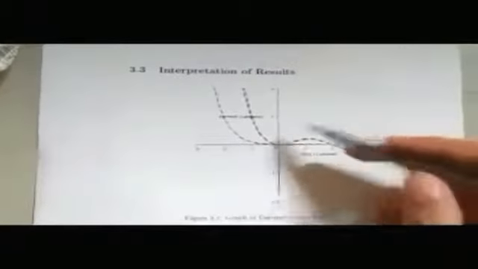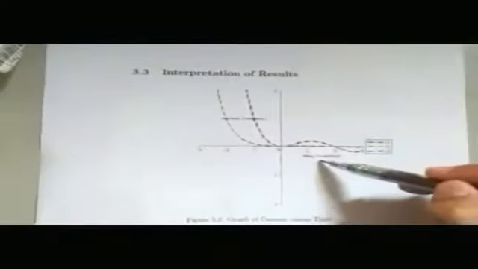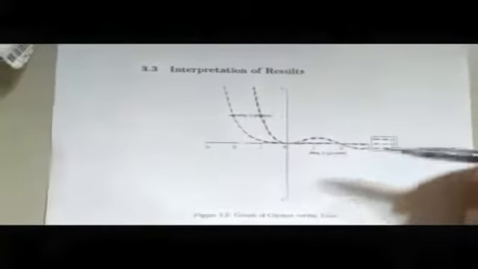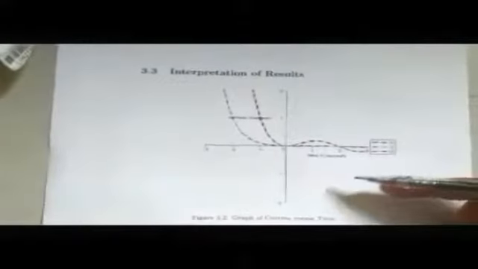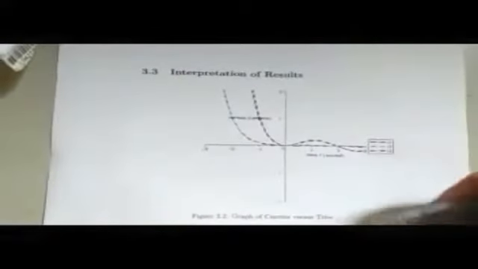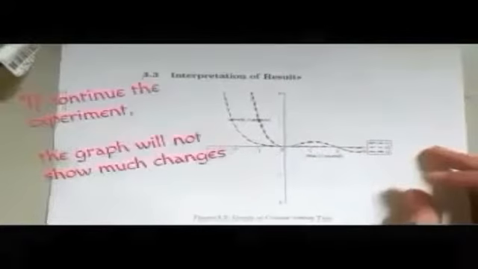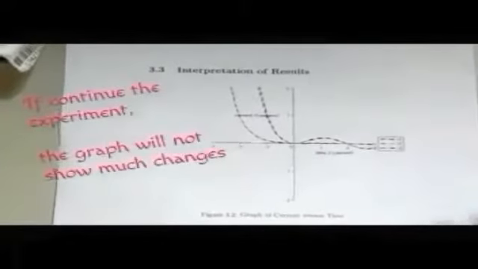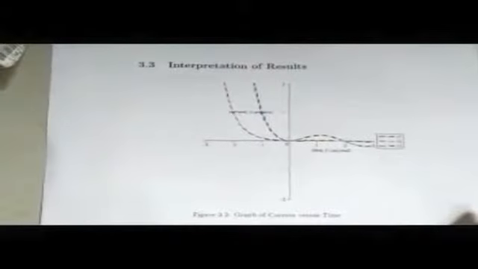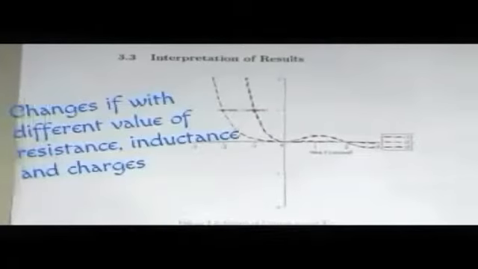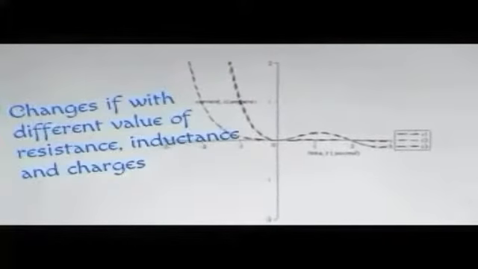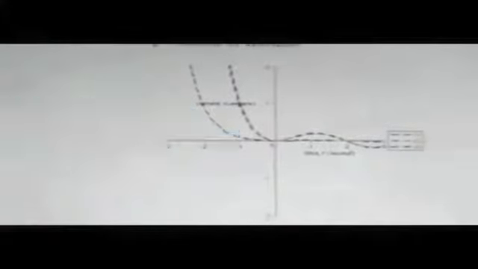As we can see from the graph, the current will be reduced over time. The graph shows how two of the currents will go over time. The currents being considered are I2 and also I3. If the experiment is continued, the graph will not show much change, but for sure, there will be some changes if the experiment is done with different values of resistance, inductance, and charge.